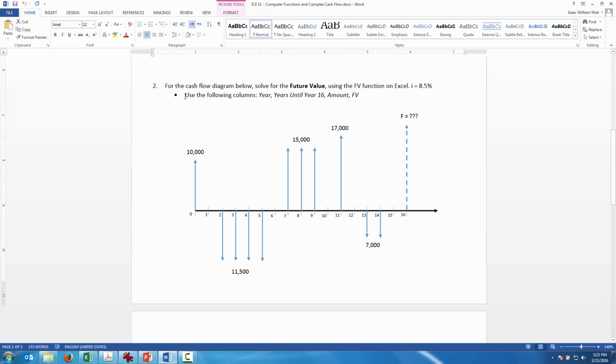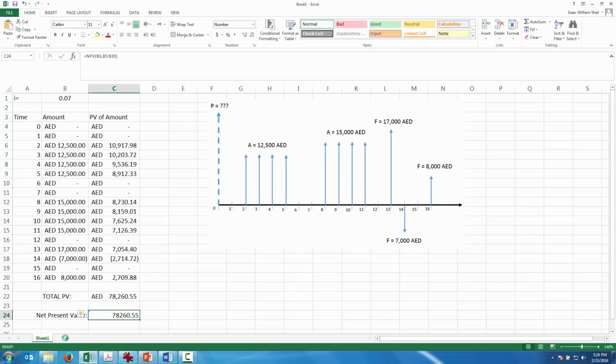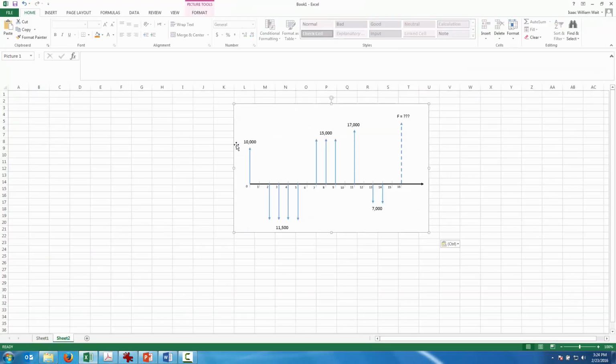And so here where it's saying use the following columns, and I'm telling you what to put into your spreadsheet, I've put this thing here, years until year 16. And the reason we want to have that data is that's going to be the n that we use in the future value function. So let's give that a try. Let me pop open another window here in Excel, and I'll paste the cash flow diagram just so we have easy access to this. We're on ICE 11, problem 2.